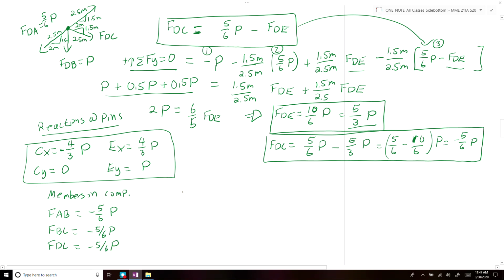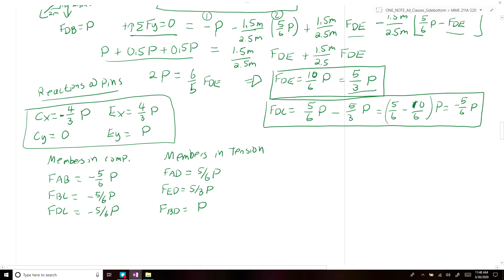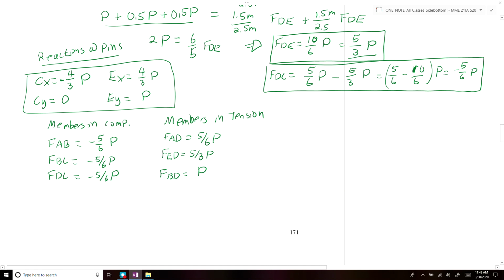Then if we look at the members in tension, we can determine that member AD was equal to 5/6 P, member FED was equal to 5/3 P, and member FBD was equal to P. Our maximum force in any member in compression was equal to minus 5/6 P. Our max force in tension was equal to 5/3 P.